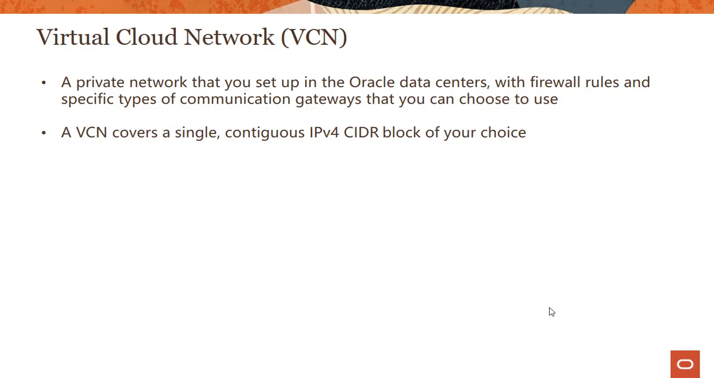In the previous lecture series, we looked into CIDR and how you can use CIDR notation. If you have not watched that video, please go back and take a look. Your VCN covers this single contiguous IPv4 CIDR block. Today we just support IPv4 and not IPv6. A VCN resides within a single region.